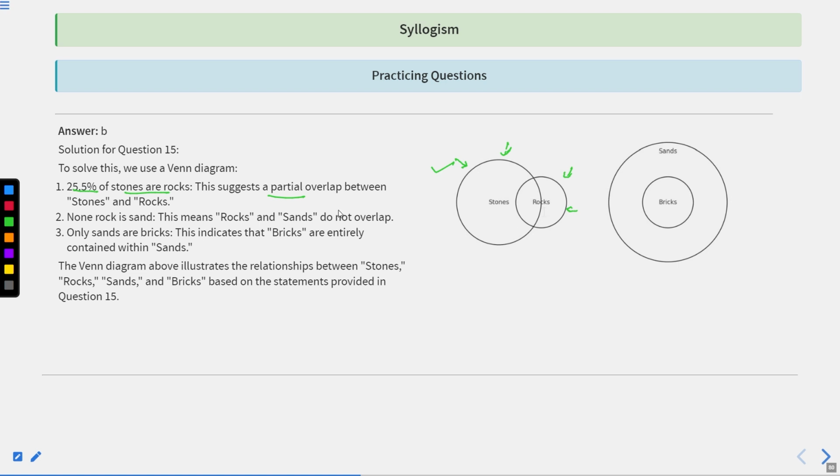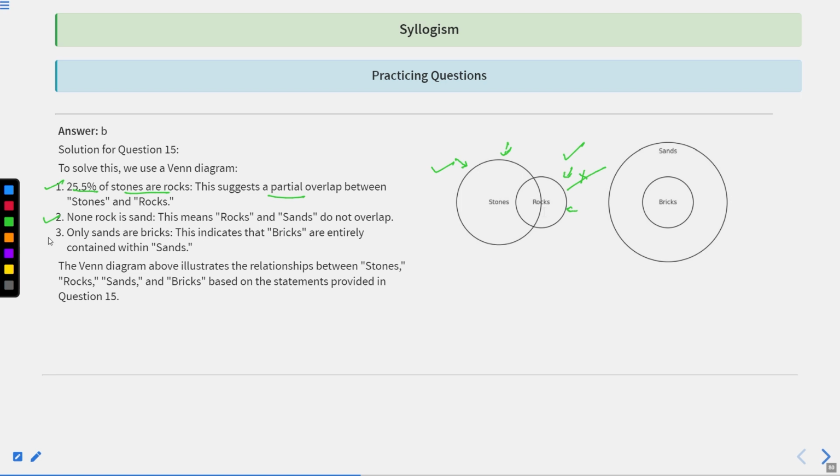Now let's move towards the second Venn diagram, the second statement. The first statement is right according to the Venn diagram. The second statement says no rock is sand. No rock is sand means that there is no relation between rock and sand. Is there any circle overlapping between sands and rocks? No. So there is no relation between rocks and sands. So this Venn diagram also infers that the second statement is correct.